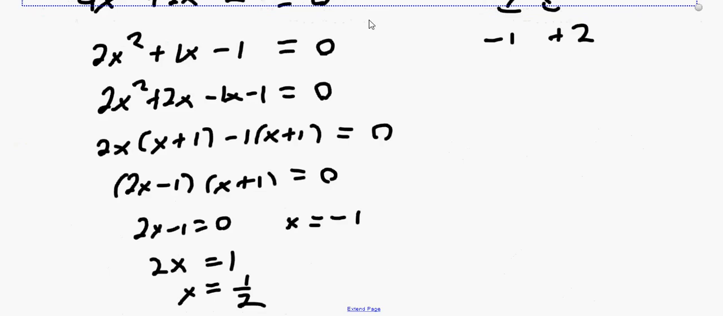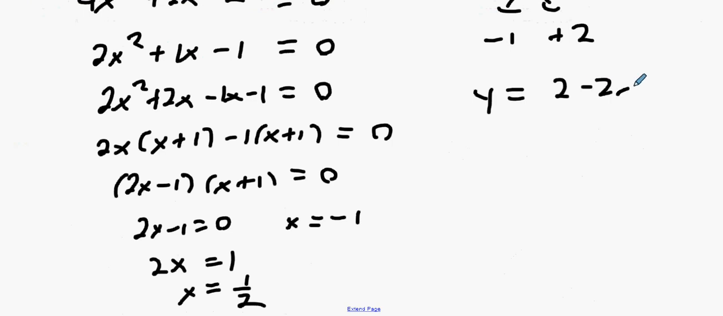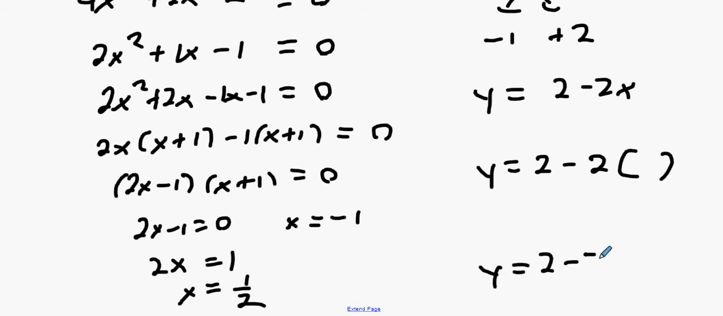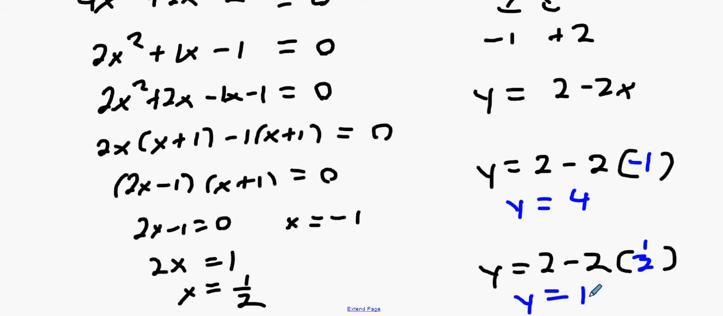I used y equals 2 minus 2x, okay? So, when I write down y equals 2 minus 2x here, what do I need to do next? I have to do this twice. Why do I have to do it twice? Two different x values. So I put minus 1 in here. What's the y value going to be? Into the calculator with it, you get 4. If I put in this one here, put it into the calculator, you get y equals 1.